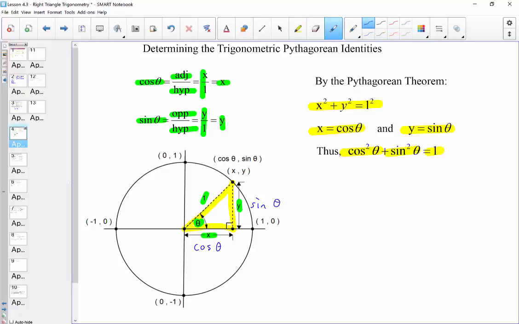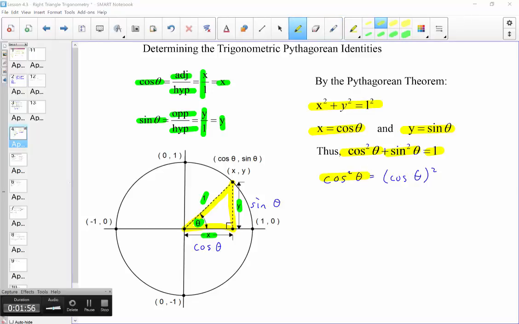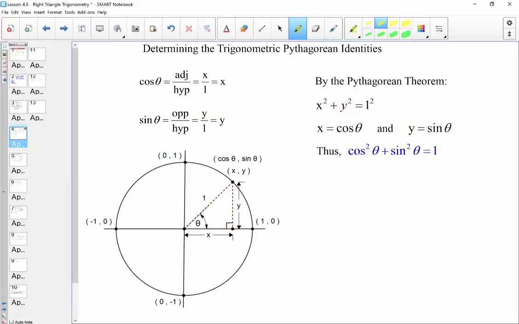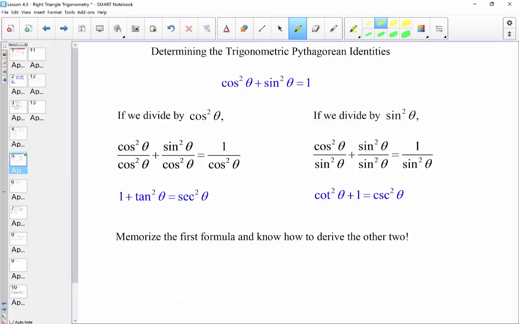Now I'd like to point out that when a function is written as cosine squared theta with the 2 in the middle between the cosine and the theta, that's the same thing as cosine of theta squared. Those are equivalent statements, but we always write it in this format, cosine squared theta. So we've now seen the first and the most important of the three trigonometric Pythagorean identities. The cosine squared theta plus sine squared theta equals 1. If you know this identity, you can easily determine the other two identities, which we'll do now.